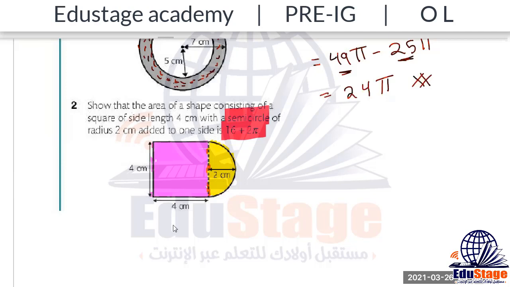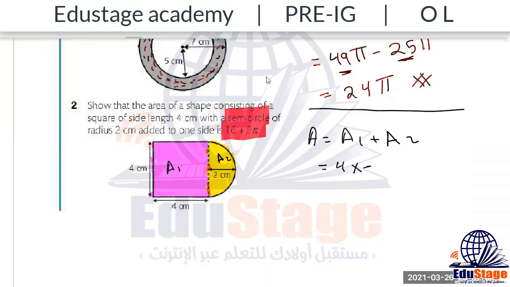Salma? Yes, sir. Can you calculate the area of the square? The square, it's 4 times 4. Easy, huh? So here A1, here A2. So area A1 equals 4 times 4, 16. And the second area? 2 centimeters too. The area of the semicircle. What is the area of the semicircle, Salma?